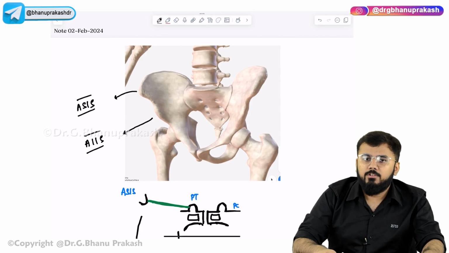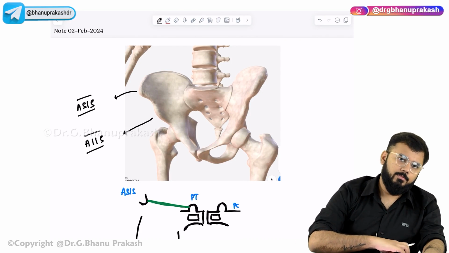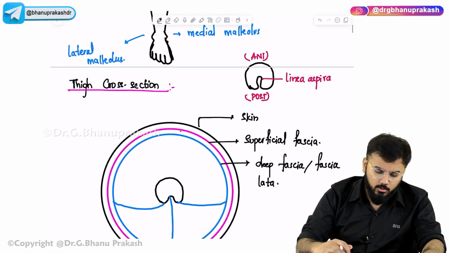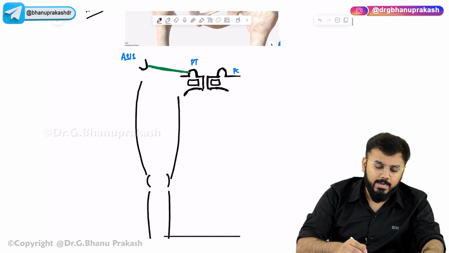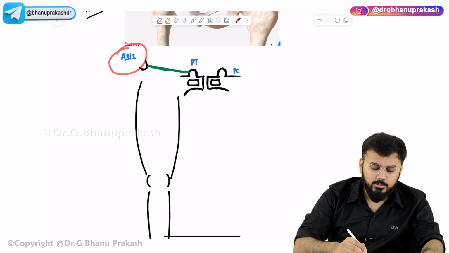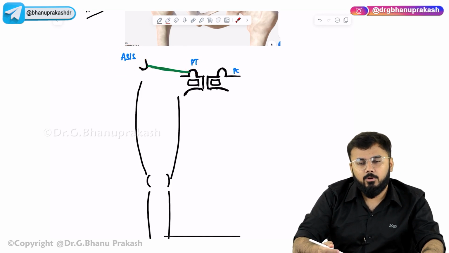Hello guys, so now we shall be discussing the most important high yield points in case of lower limb. When it comes to the lower limb, this is the lower limb. Lower limb starts all the way from the anterior superior iliac spine. So this is your anterior superior iliac spine over here, and this is your pubic tubercle. Joining both of them, there is a ligament called the inguinal ligament.